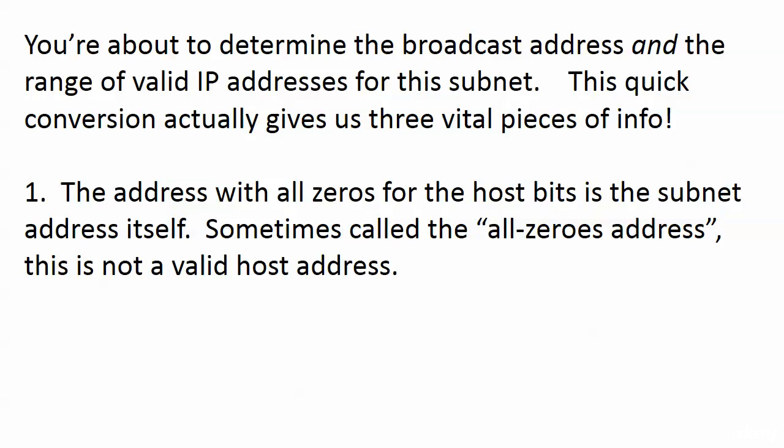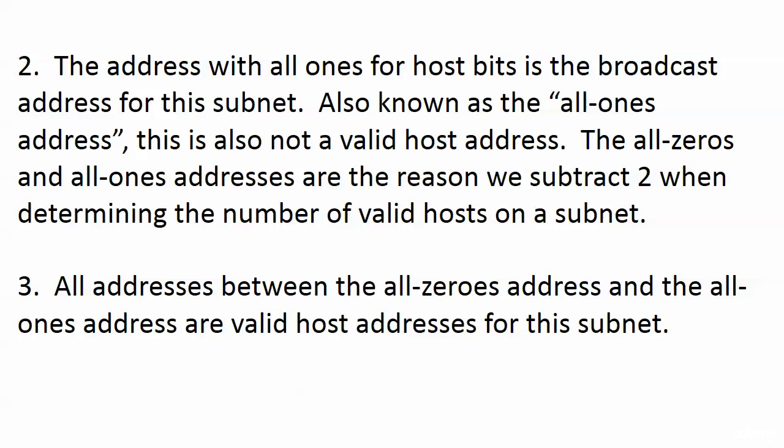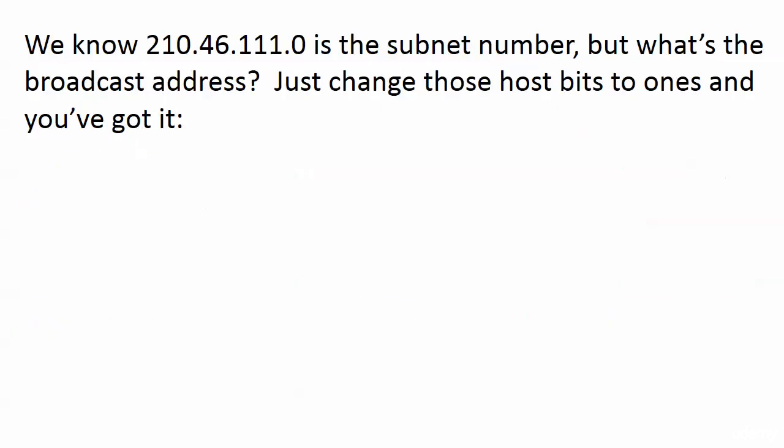210.46.111.0. That is going to be our all zeros address. Now the reason we care about the host bits is that the address with all ones for host bits, that's the broadcast address for that particular subnet. This is also known as the all ones address, and this is also not considered a valid host address. And the all zeros and all ones addresses, those are the reasons we subtract 2 when we're determining the number of valid hosts on a subnet. Everything in the middle, as you would expect, is fair game. All addresses between the all zeros address and the all ones address are valid host addresses for this particular subnet.